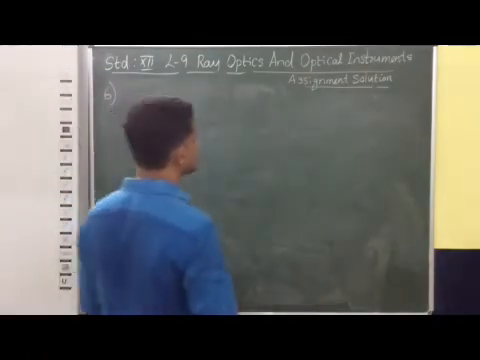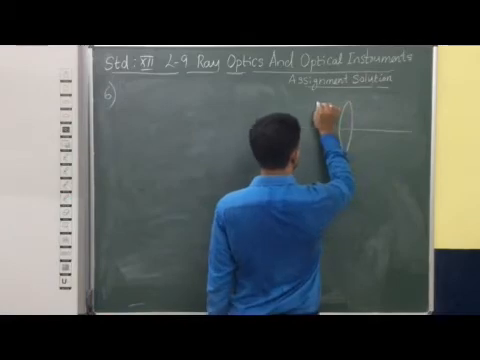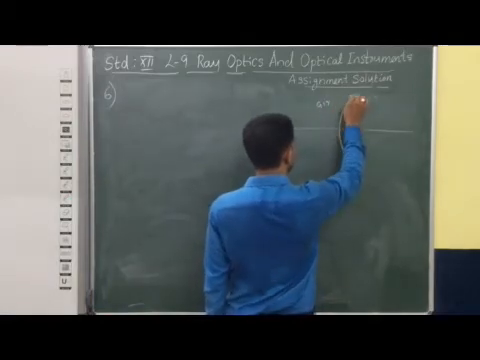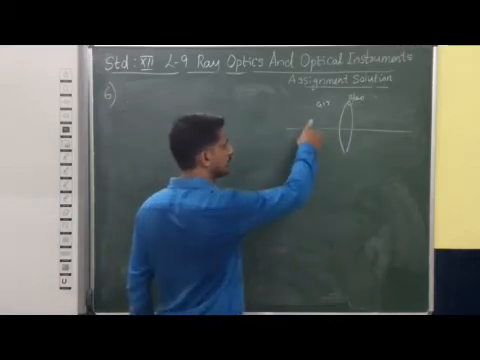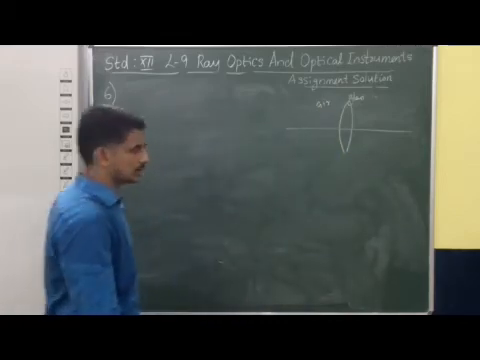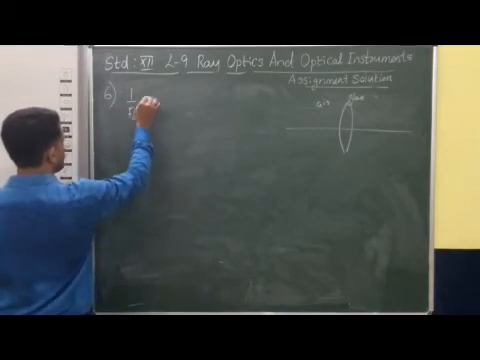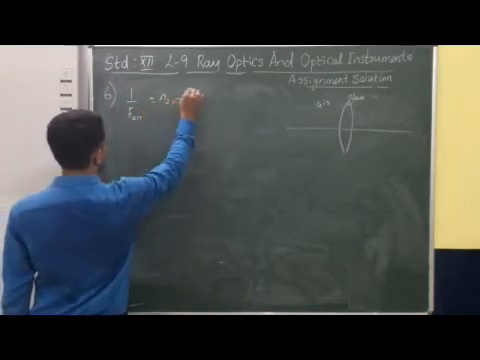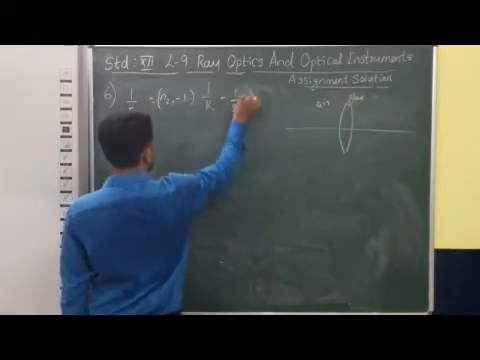Here, consider two situations. The first case is the lens placed in air. Light rays move from air to glass. In that case, we apply the lens maker's formula: 1/f in air = (n21 - 1)(1/R1 - 1/R2).